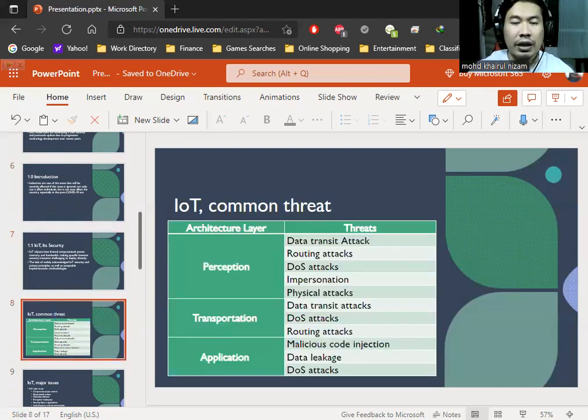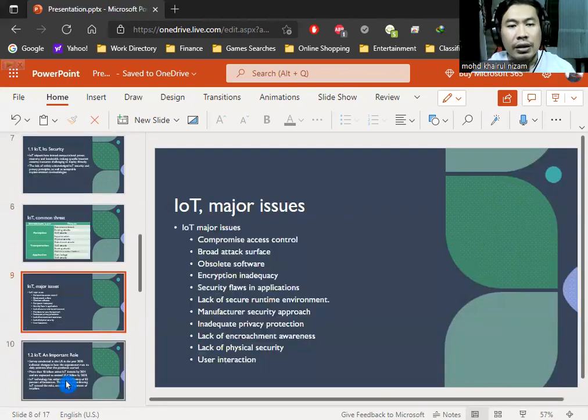These are the common threats that IoT has been dealing with all around. The most basic threats are the data transfer attack, routing attacks, and DoS attacks. Depending on the layer, each layer has more types of attacks. These are the major issues surrounding all the IoT. Let's take a look. I will brief this as simply as possible.